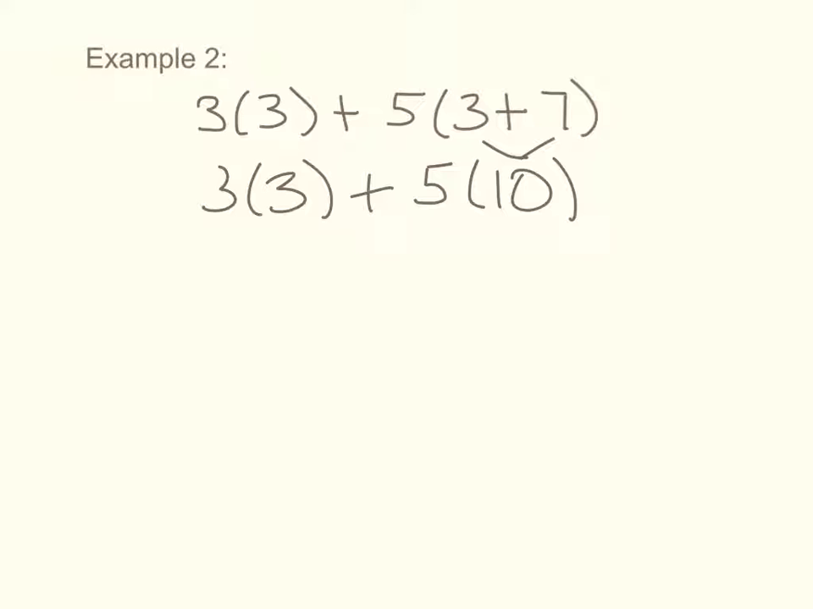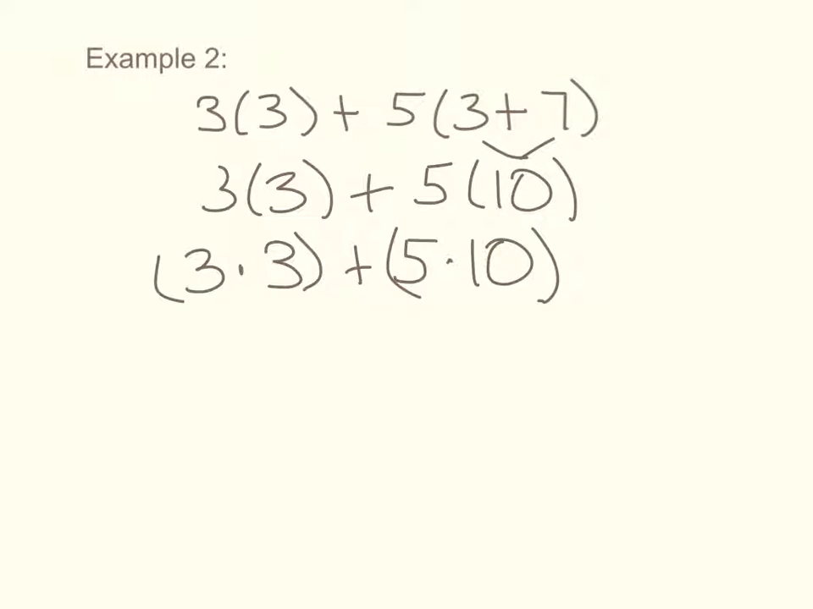Okay, now remember that if we have a number and then another number in parentheses, that simply means to do multiplication with those two numbers. So what we really have is 3 times 3 plus 5 times 10. And of course we know that we're going to do our multiplication before we do our addition. So 3 times 3 is 9, and 5 times 10 is 50. So we come up with a final answer as 59.